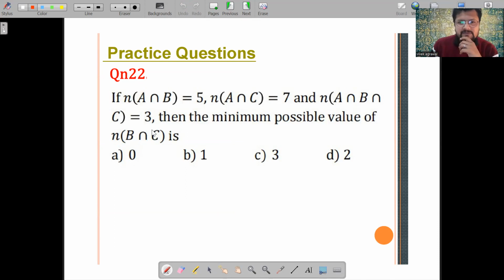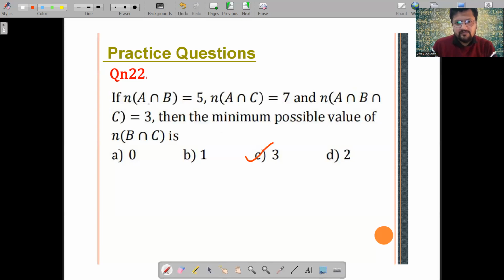A intersection B is 5, A intersection C is 7, and the intersection of all three sets is 3. Then the minimum possible value of B intersection C is 3. Yes, it should be 3 itself.